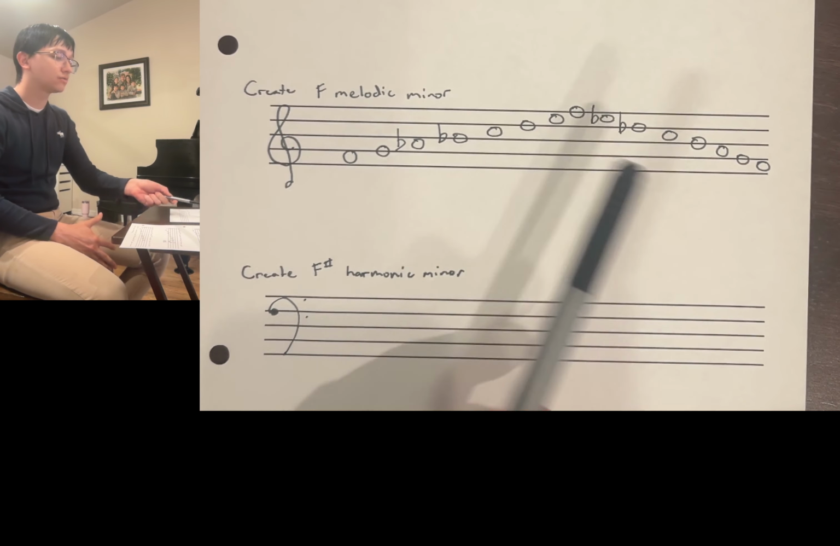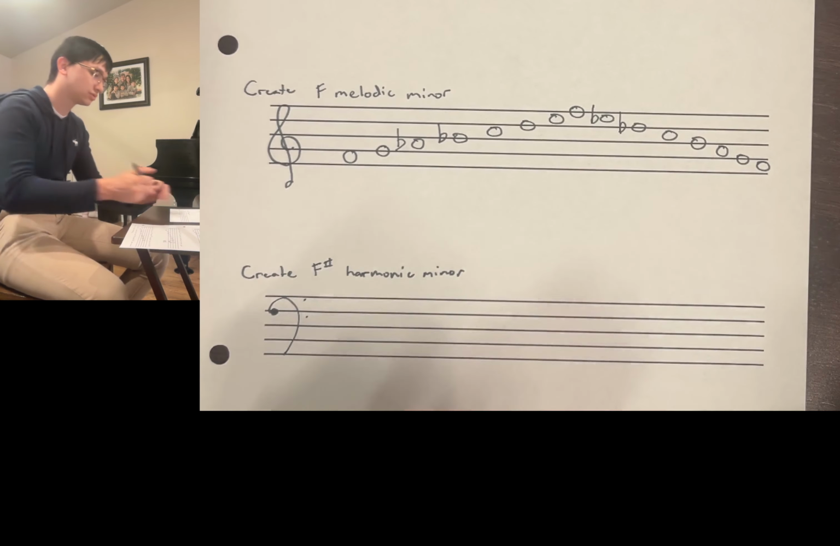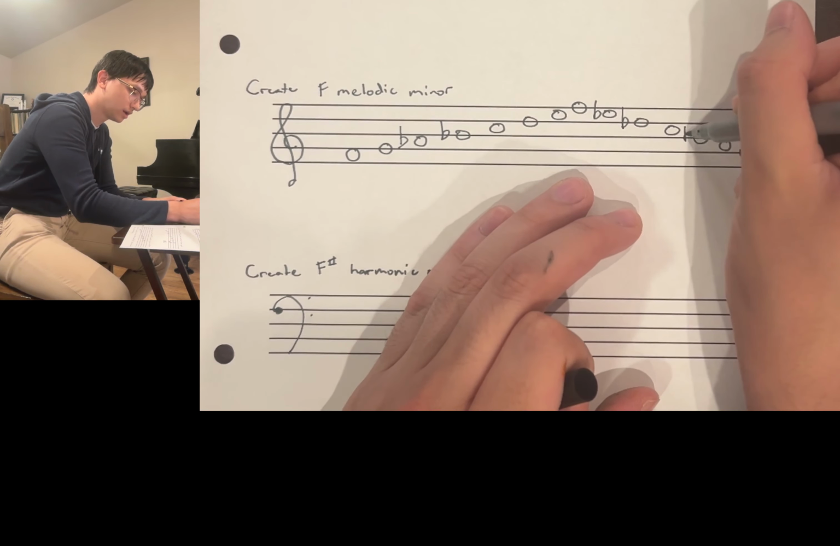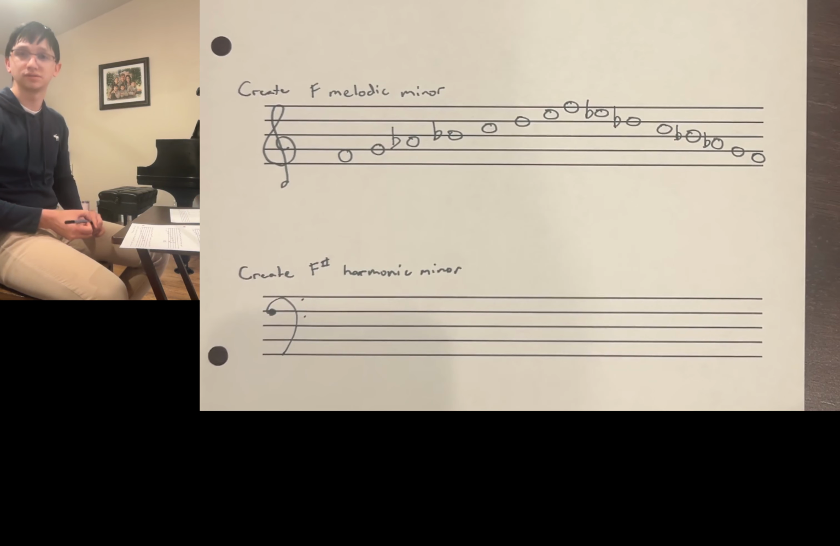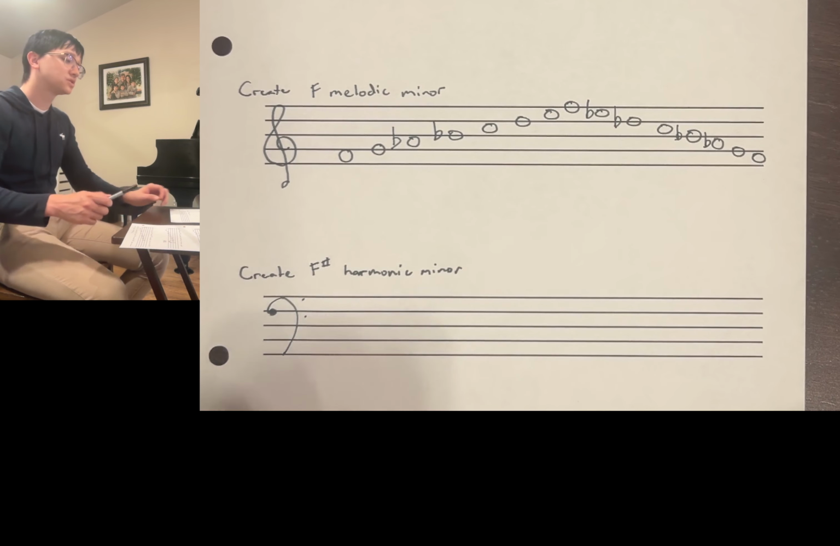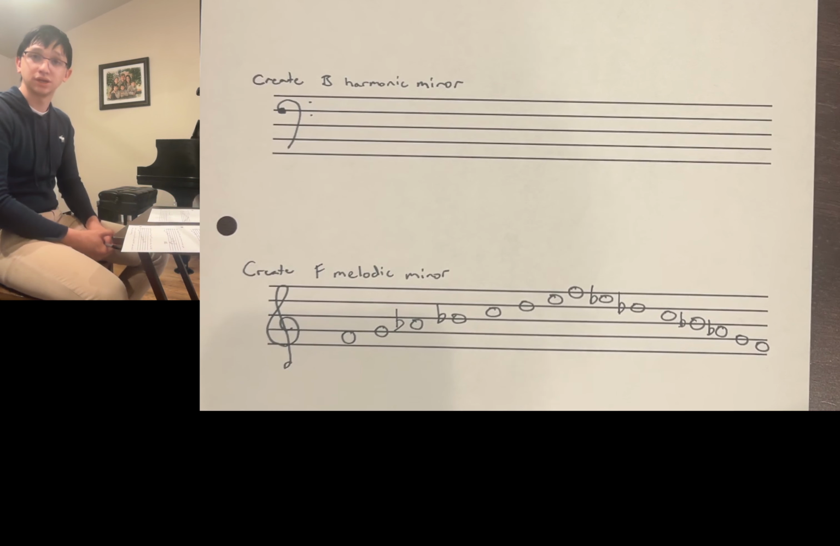If you wanted to write all the flats going down, this is what it would end up looking like. You could rewrite the B flat and then the A flat here as well, if that is easier on your conscience. But this has been specifically a video on minor scale creation.